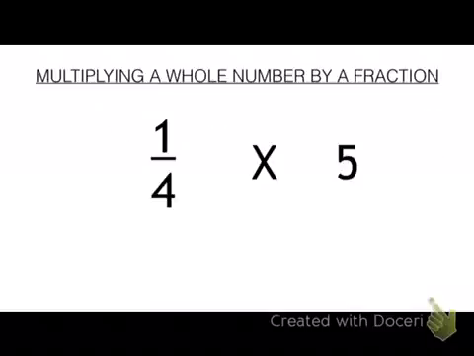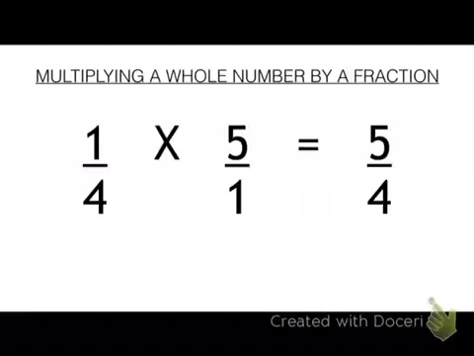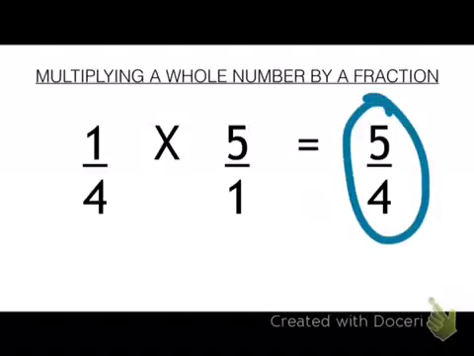Now we are going to look at multiplying 1 over 4 times 5. Step 1. Rewrite the whole number as a fraction. So we will write 1 over 4 times 5 over 1. Step 2. Multiply the fractions. We multiply 1 times 5 for our numerators. Then we multiply 4 times 1 for our denominators, which gives us 5 over 4.